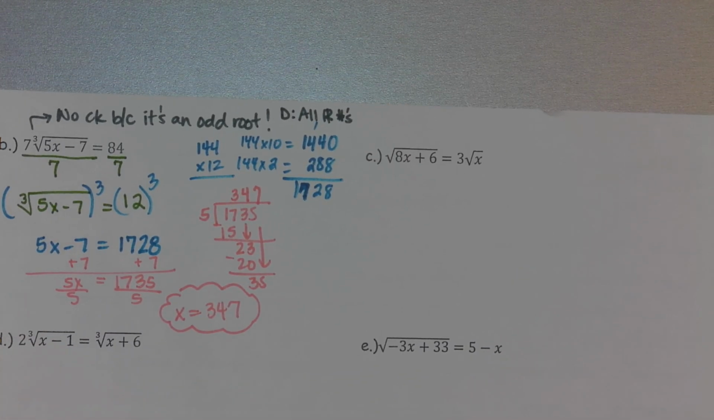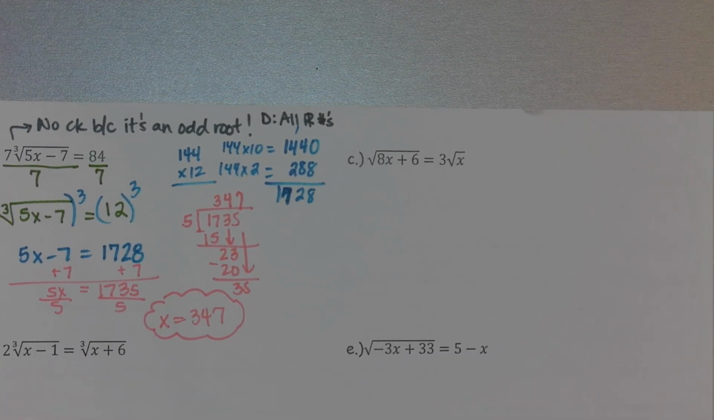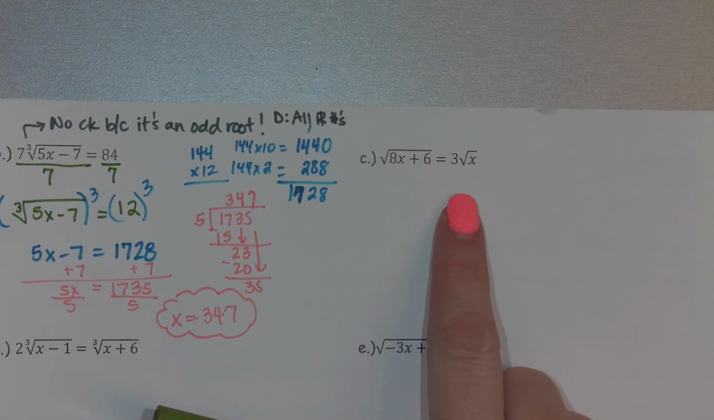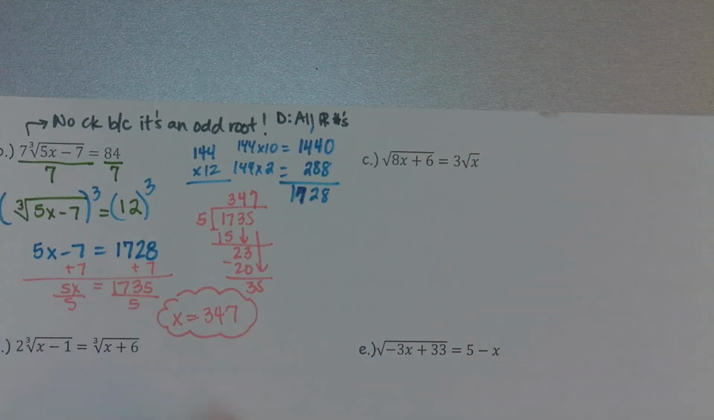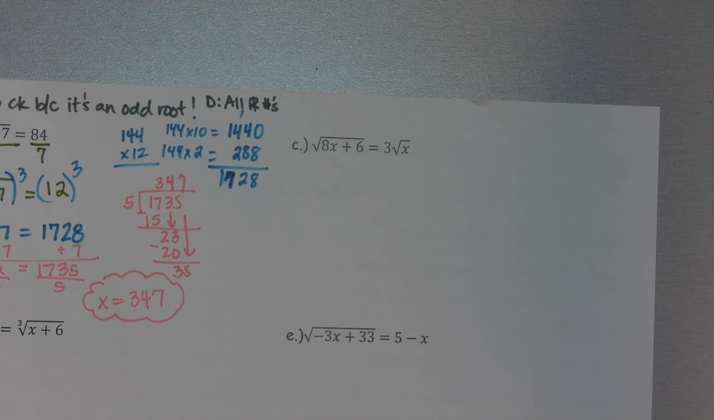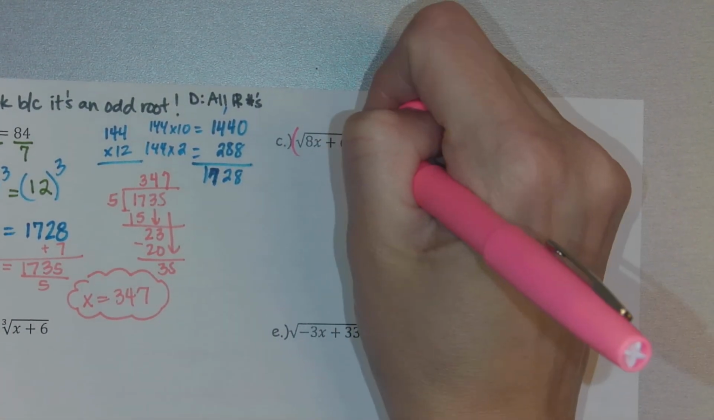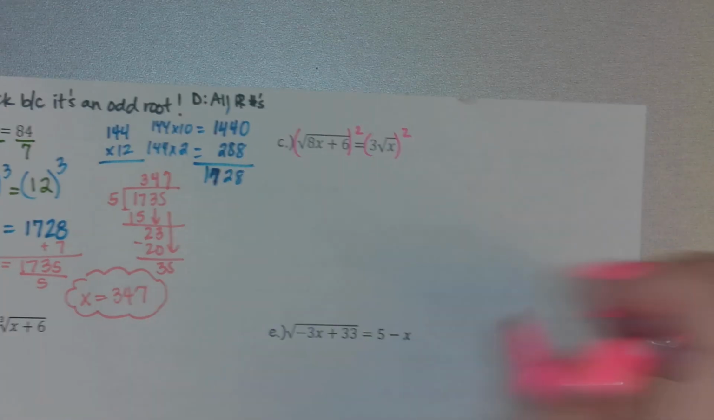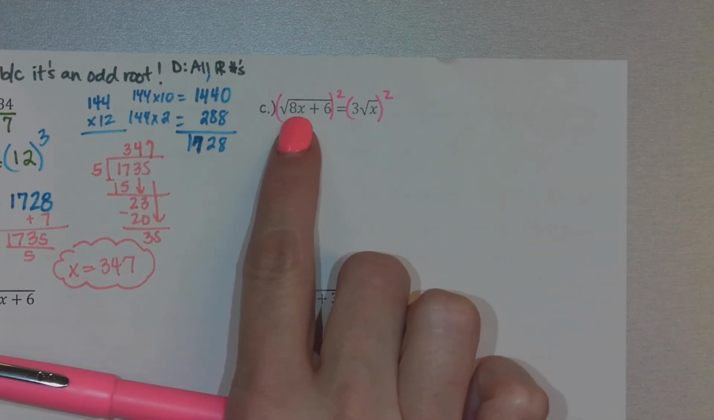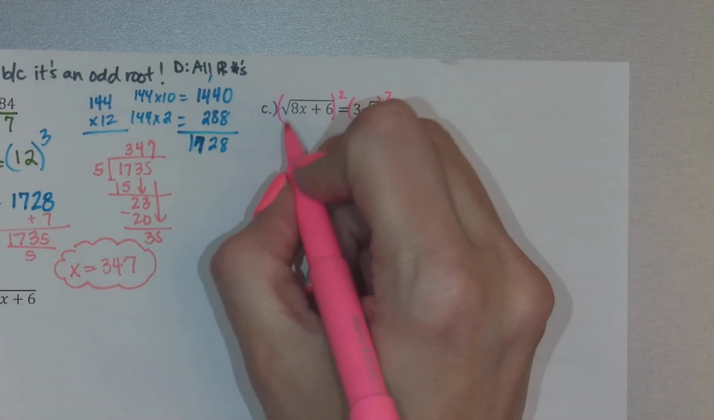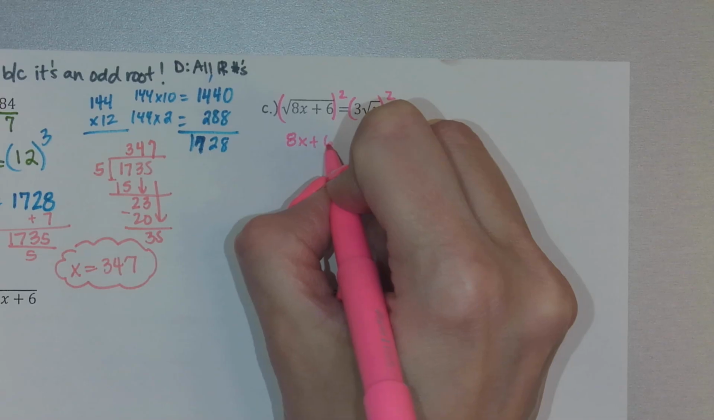All right, so now we're moving on to part C. And in part C, okay, we don't have to worry about isolating the radical because both sides have a radical. So instead, your first step is going to be to square both sides. Okay, and on this side, if you square, it undoes the root. So you have 8x plus 6.